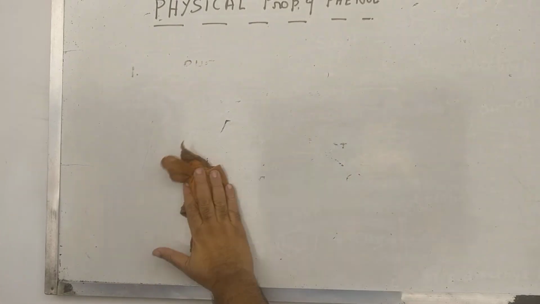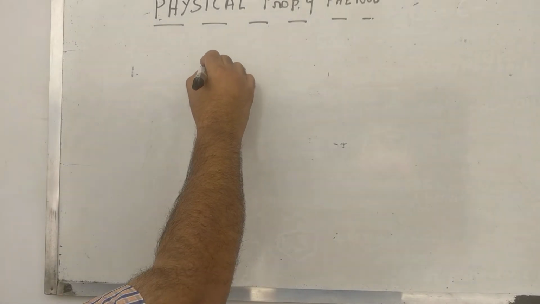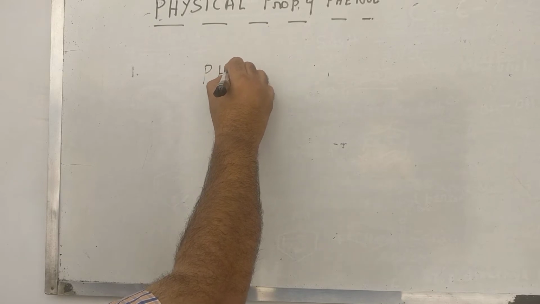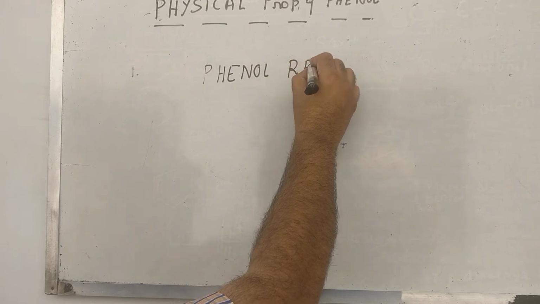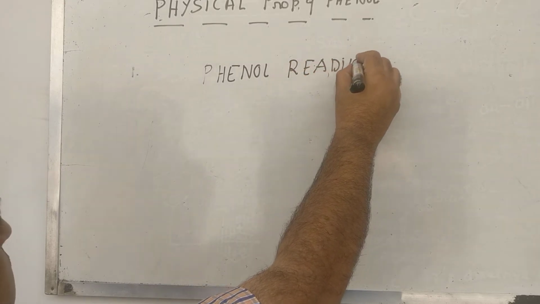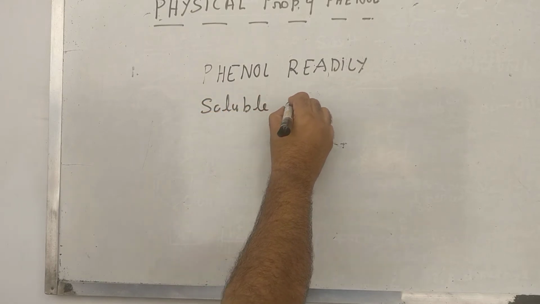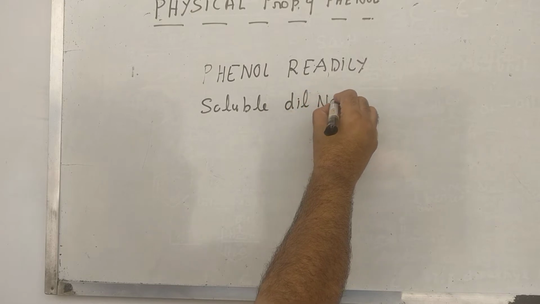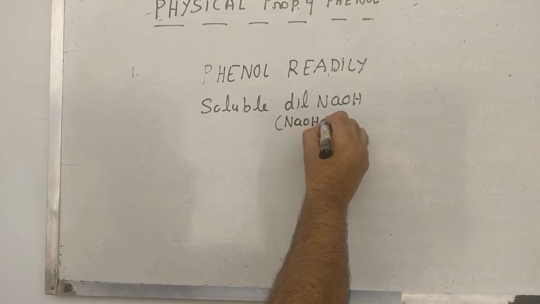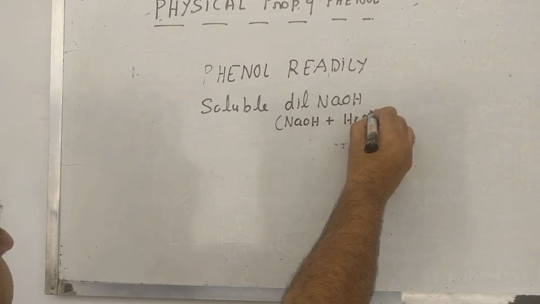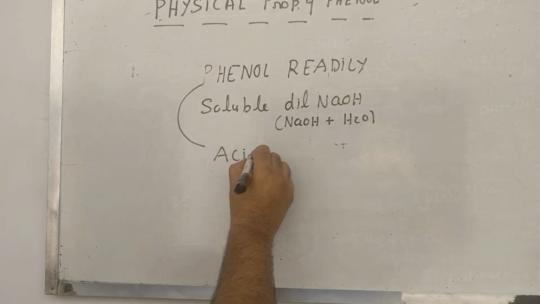It has been found that phenol dissolves readily in dilute NaOH. Let's investigate why it is readily soluble in dilute NaOH. Dilute NaOH means NaOH plus water. The phenol is going to dissolve in dilute NaOH because of its peculiar property, which we are going to discuss today itself. Phenol has got acidic nature.